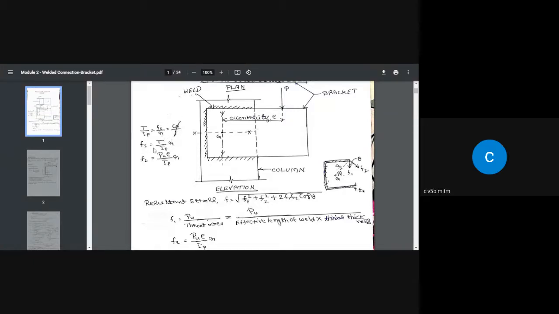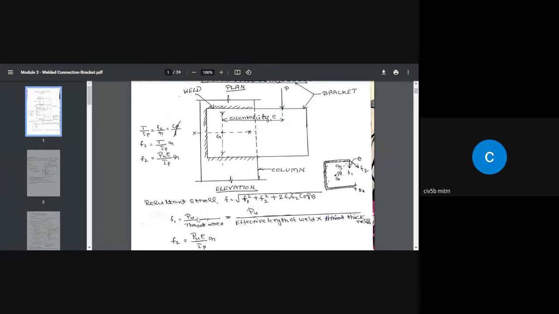You can write Fs equal to T by IP multiplied by R. Okay. So Fs is nothing but the F2 value here. And the torsion moment is the load multiplied by the eccentricity, that is Pu into e, divided by IP. IP is the polar moment of inertia. R is the distance of any weld, that is any unit area of weld along this line.